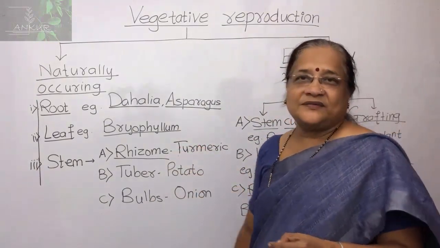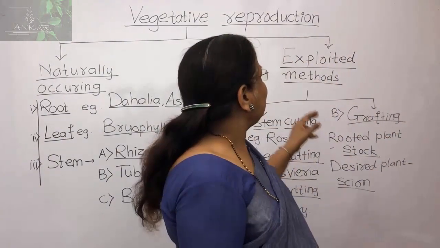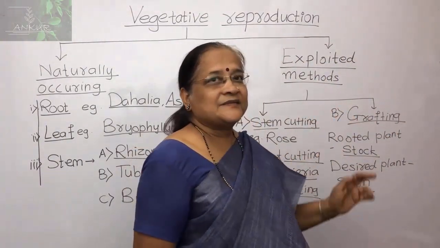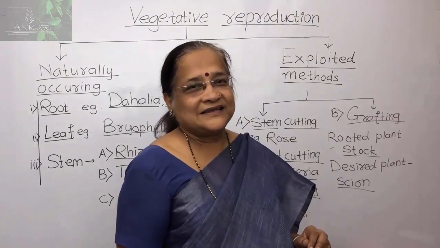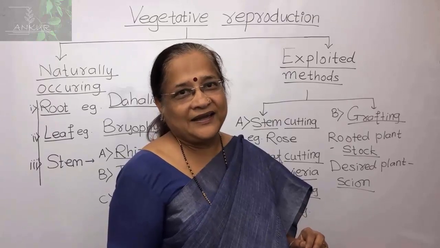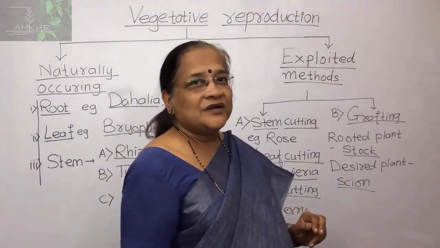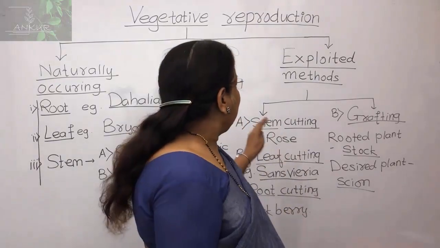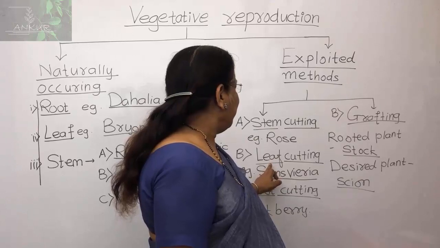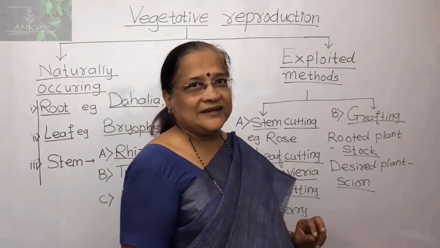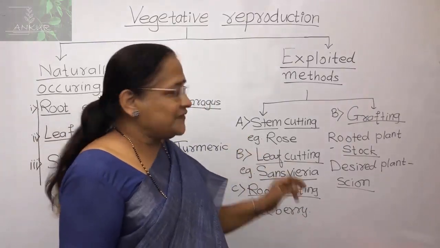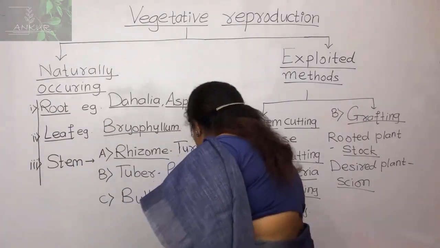The other part of vegetative propagation, which is not commonly occurring in nature, but these methods are exploited by agriculturists and horticulturists for getting desirable varieties, that is, those which are useful to us. In that again there are different methods. The stem cuttings are there, leaf cuttings are there and root cuttings are there. So I am going to show you two examples. The first one is the stem cutting.